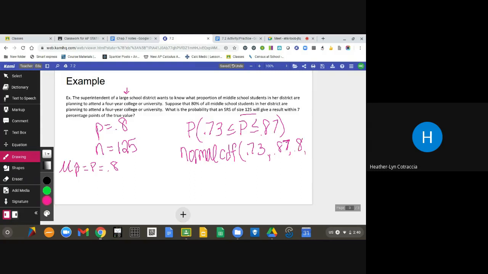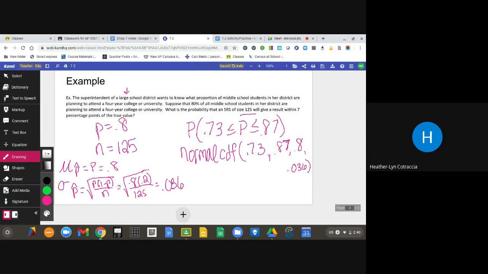I also need my standard deviation. So the standard deviation of the sample proportion is equal to the square root of P times 1 minus P all over N, which is equal to the square root of 0.8 times 0.2. And again, I got that just from 1 minus 0.8. And then that's over 125. And then you would type that in the calculator very carefully, and you would get 0.036. So that would be comma 0.036 right there.